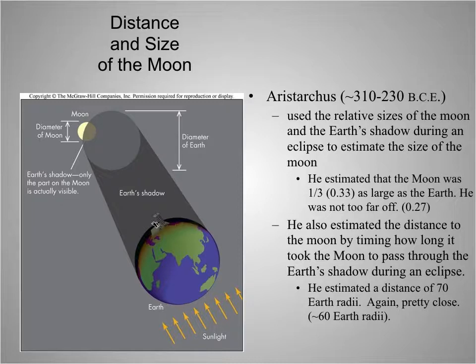Turns out that these numbers are not too far off. Instead of being about a third as big as the Earth, the Moon is more like 27% of the size of the Earth, and instead of being located around 70 radii away, it's 60 Earth radii away. Nevertheless, this is a pretty good estimate given that you're just looking at the shadow and trying to deduce the geometry from there.